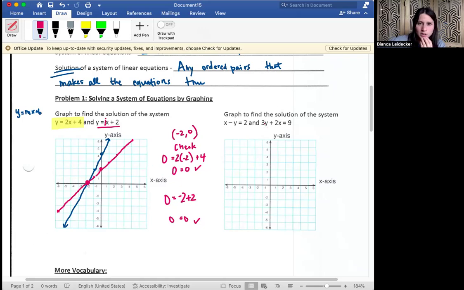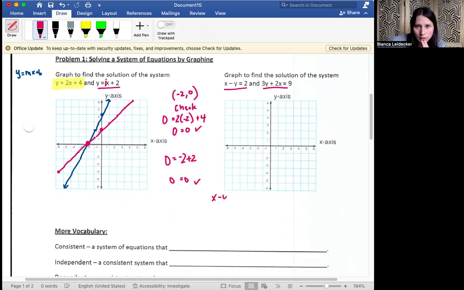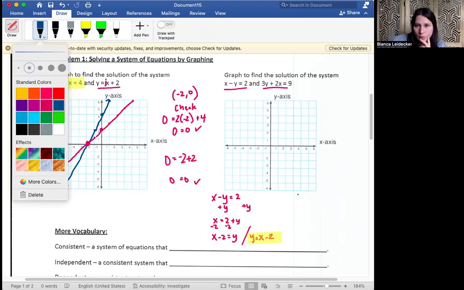Let's take a look at the second one here. Now, anytime we don't see an equation as y equals mx plus b, we might need to reorient our equations. So I'm going to bring this down and show my work for reorganizing my equations here. I'm going to add y on both sides, and then I'm going to subtract 2. And now I have x minus 2 equals y, which can also be looked at as y equals x minus 2. Okay, this is now in y equals mx plus b form, called slope-intercept form.